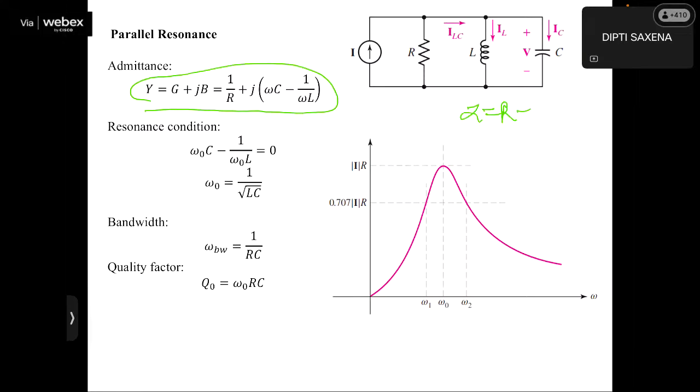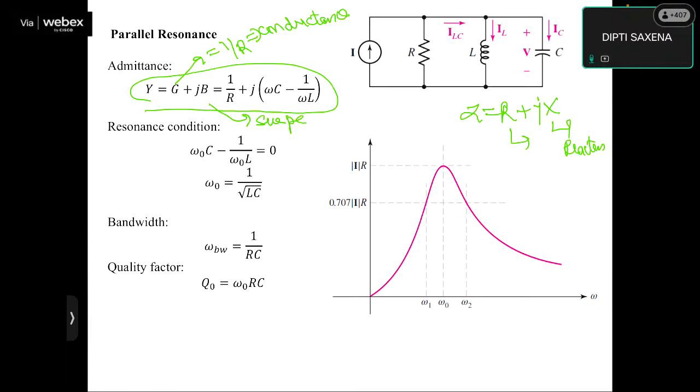Impedance is equal to Z equals R plus jX, where R is the resistance and X is the reactance. So G is equal to 1 upon R, it is the conductance. You all know this basic physics. And what is B? This is the susceptance of the circuit. It is equal to 1 upon X. So Y is equal to 1 upon R plus j(omega C minus 1 upon omega L).